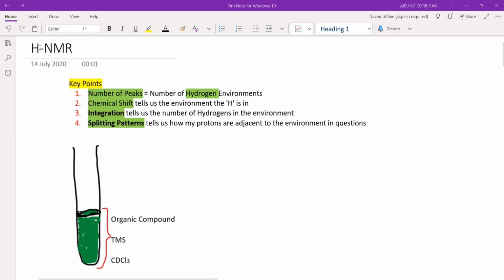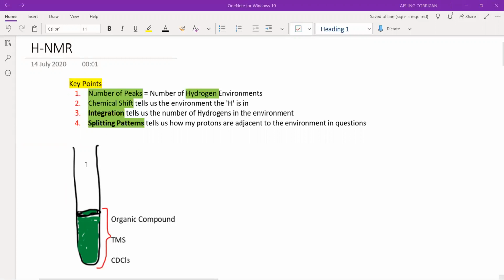So, HNMR, it's assumed that you are comfortable with carbon-13 NMR. Very important, that's what yesterday's task was all about, so that you could get very comfortable with it. What I'm going to do is quickly go through the starting point. So see this test tube here, we've got our TMS, our solvent, our compound. This is the same for both HNMR and CNMR.